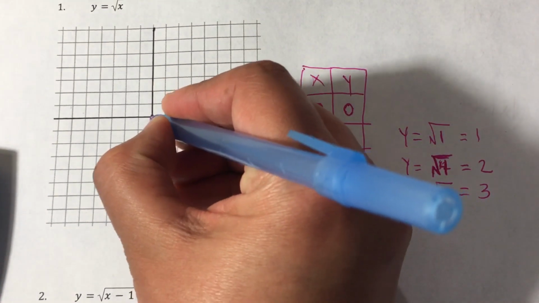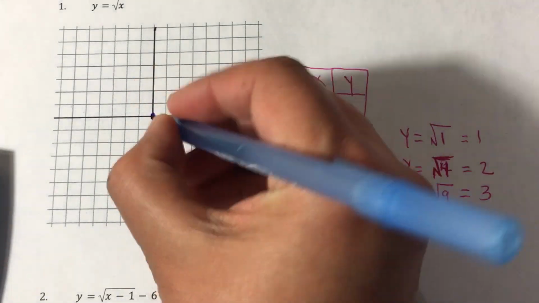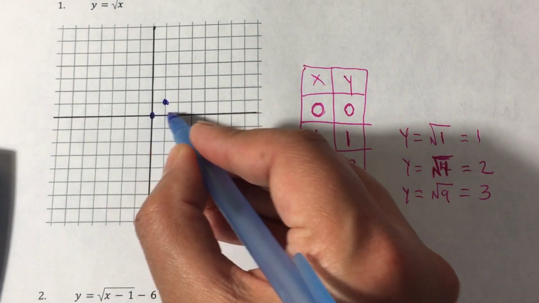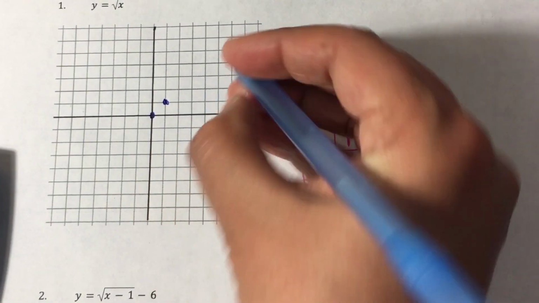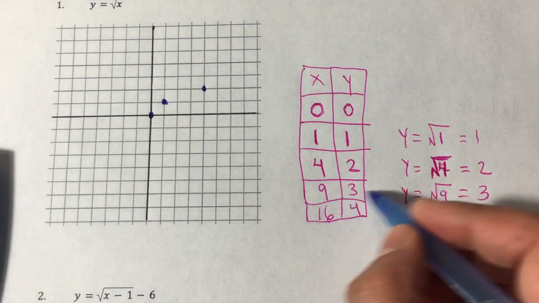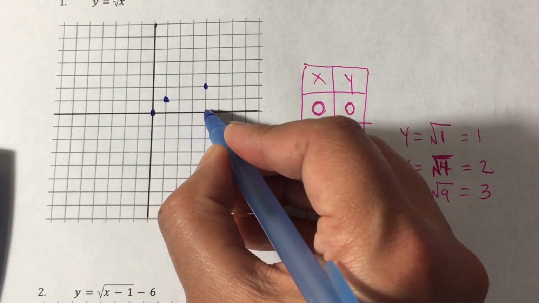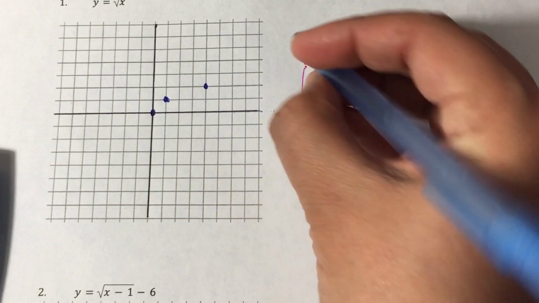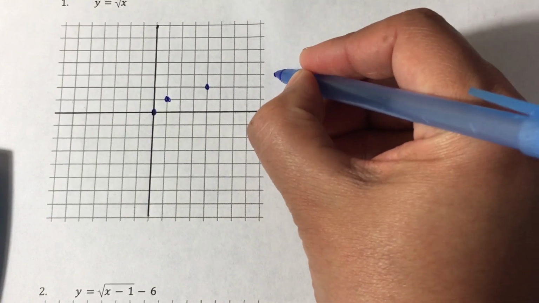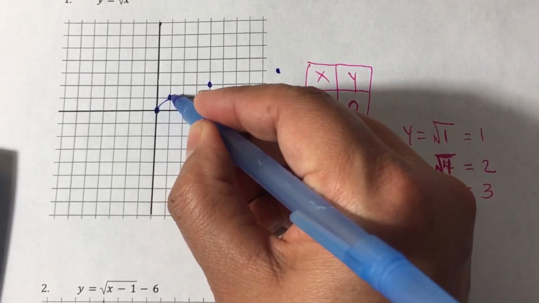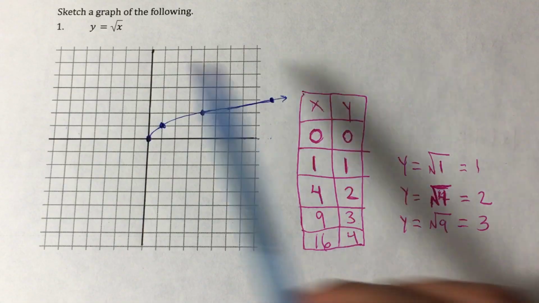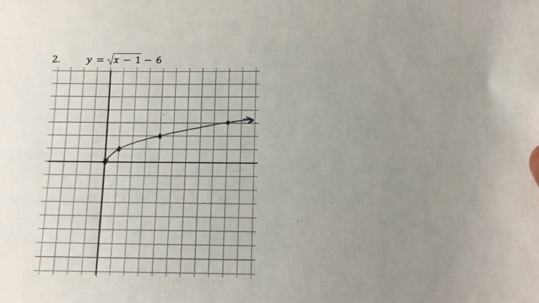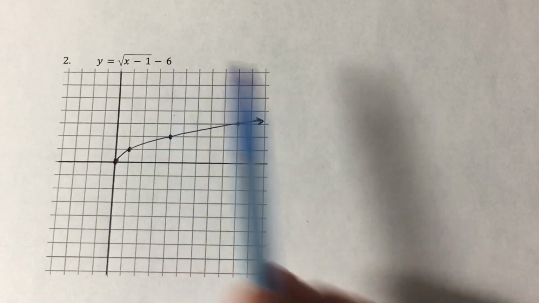So 0, 0 is right here. 1, 1: 1 on x, 1 on y. 4, 2: 1, 2, 3, 4, and 1, 2. It's right there. 9, 3: 1, 2, 3, 4, 5, 6, 7, 8, 9, and 1, 2, 3, around here. And so now we can graph, and that's our mother graph, just of y equals square root of x. Now let's see what we're going to be doing when we have those transformations.